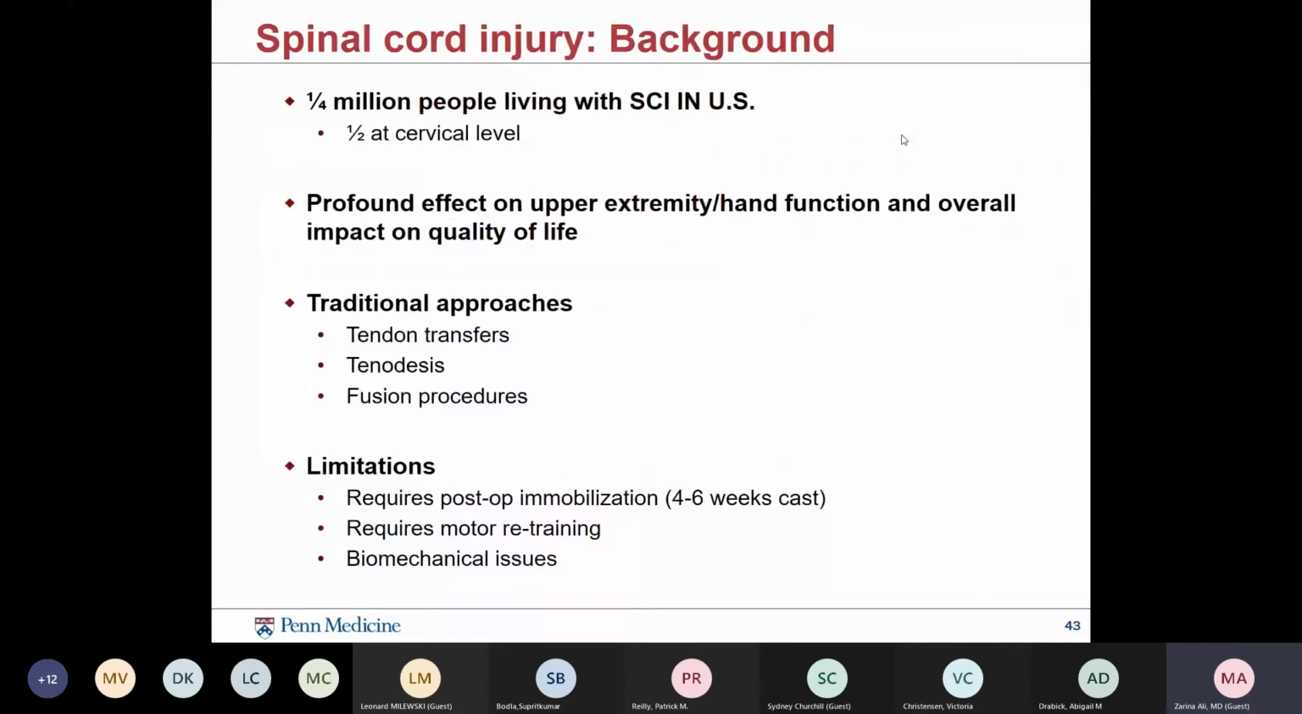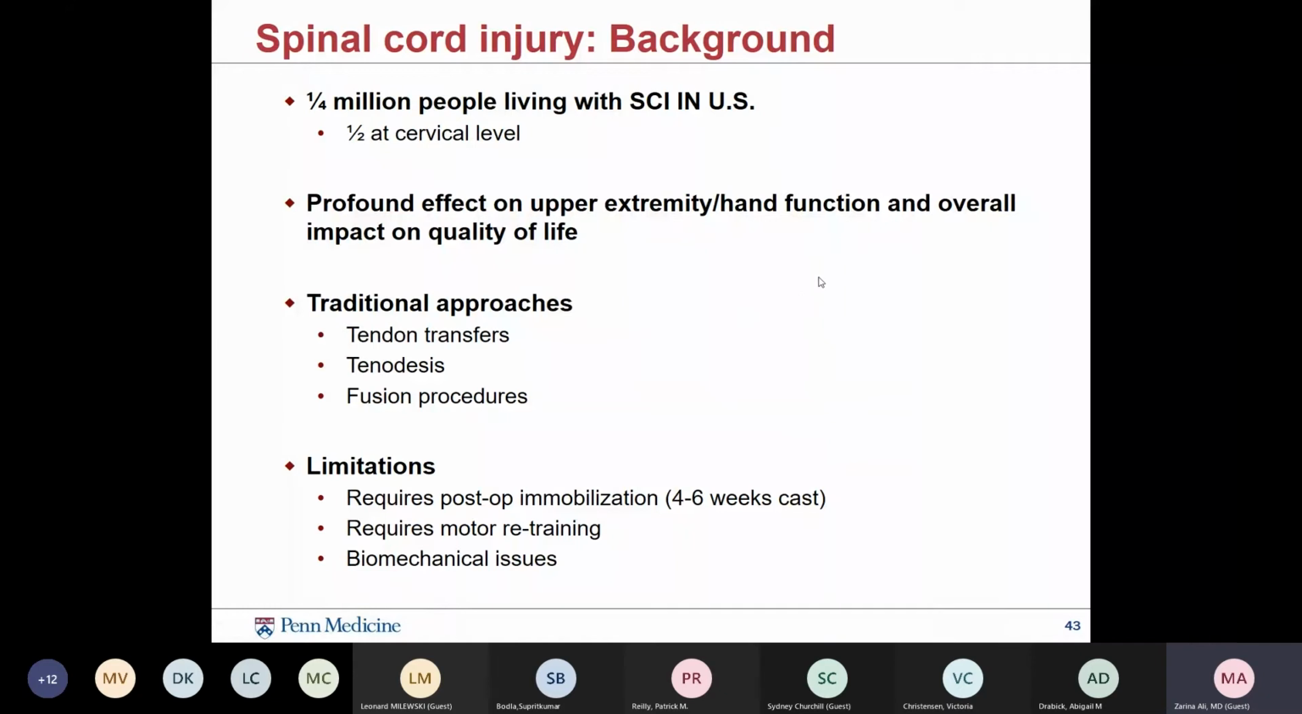So just to give you some background, we know that spinal cord injury can result in a profound impact on quality of life, especially as it relates to upper extremity and hand function. Traditionally, these patients have required tendon transfers or fusion procedures for the upper extremity or tenodesis procedures. The limitations there are that there's an extensive amount of time with post-op immobilization.